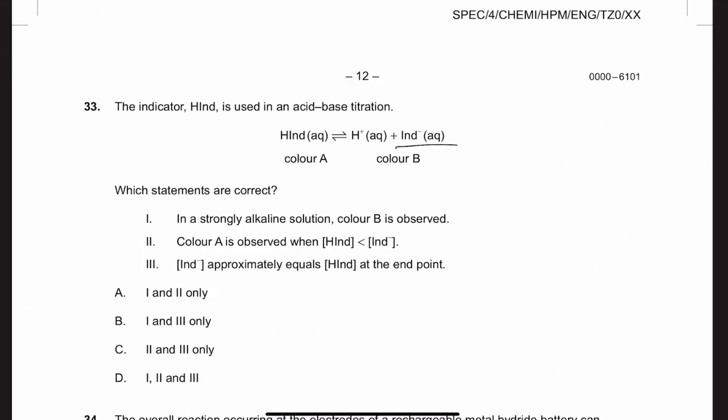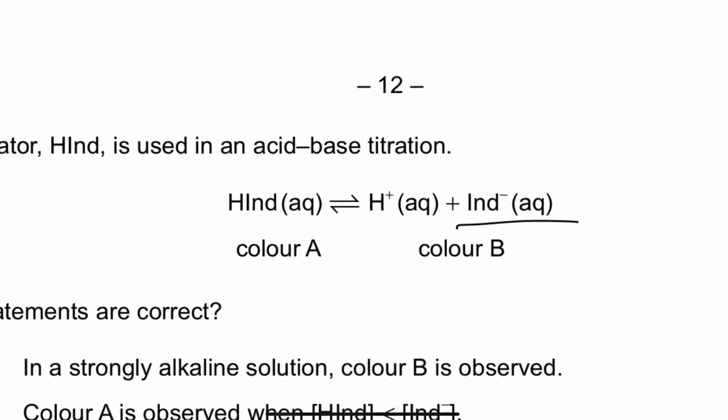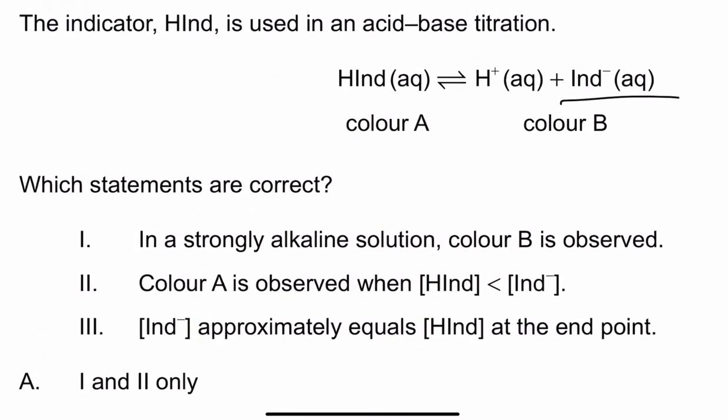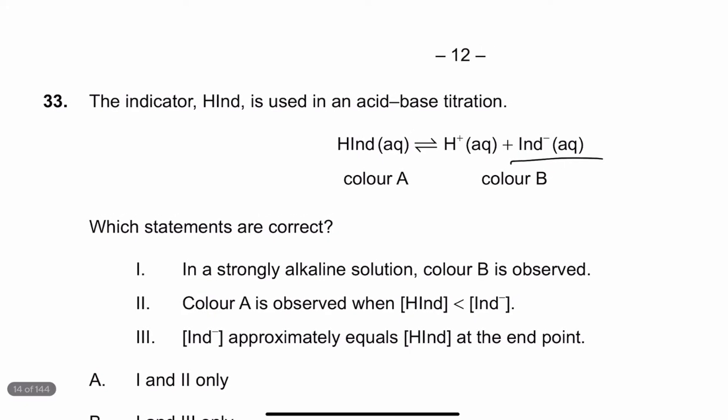Okay, 33. So it's an indicator question, okay? So the indicator HIND is used in the acid-base titration. So we have HIND forms H plus and IND minus, okay? And it's asking us which statements are correct.